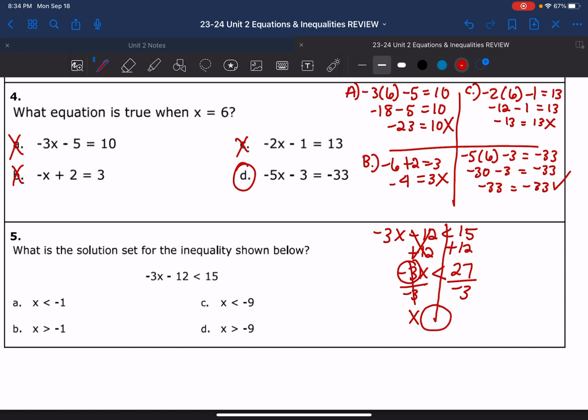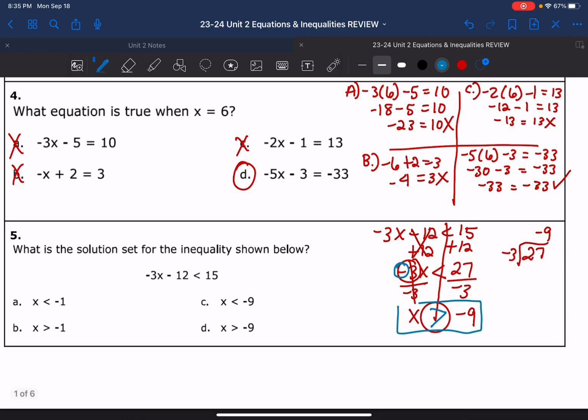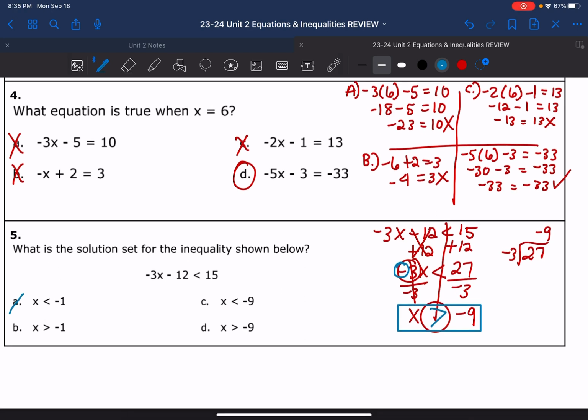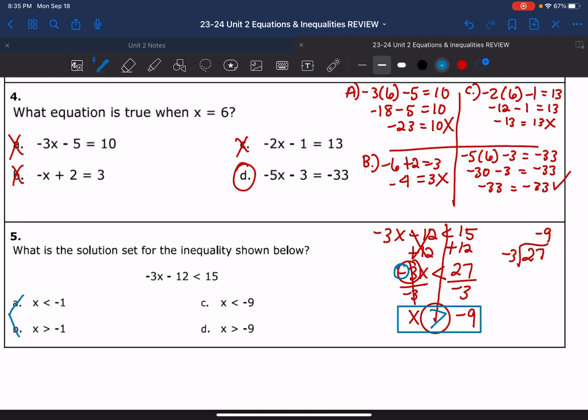Okay, that means we're going to get that. So far, we're on the right track. I'm going to leave this space open. I'm going to divide 27 by negative 3, and that is going to be negative 9. All right. Here is where I have to come back over here and I have to look. Did I divide or multiply by a negative? Yes. So that means my sign is going to flip. So I should have x is greater than negative 9. Okay. And if I look over here at my answer choices, I can't do A and I can't do B. I can't do C either. My answer is D. Okay. All right, pause if you need to.